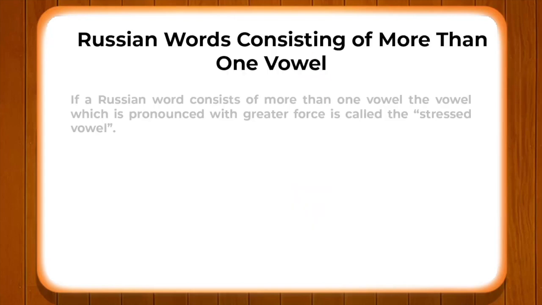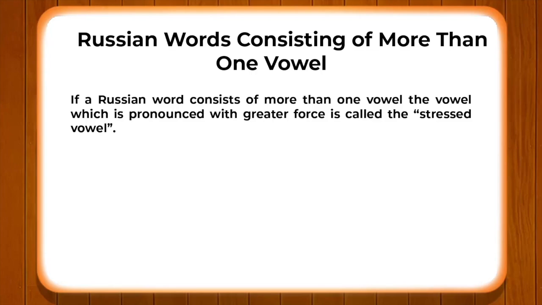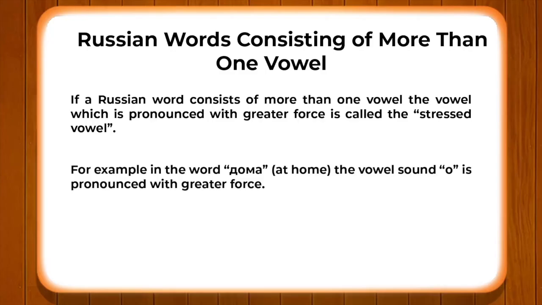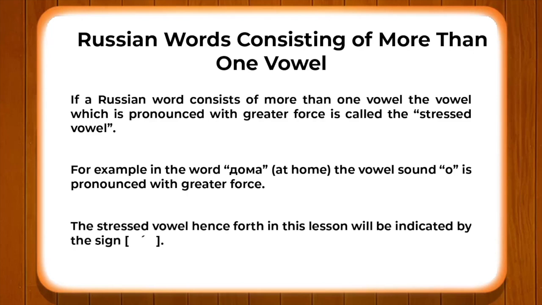As you know, in a Russian word which consists of more than one vowel, the vowel which is pronounced with greater force is called the stressed vowel. For example, in the word doma, which means at home, the vowel sound o is pronounced with greater force. So, the stressed vowel henceforth in this module will be indicated by the sign, as you can see on the screen.